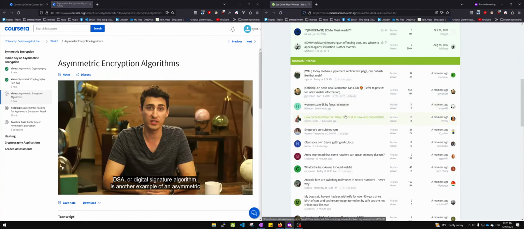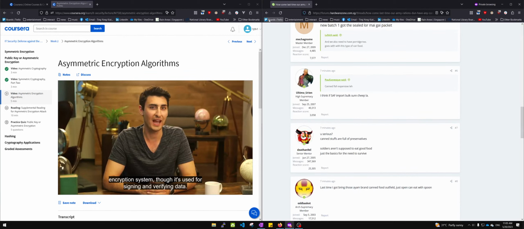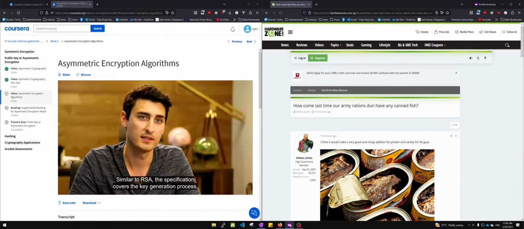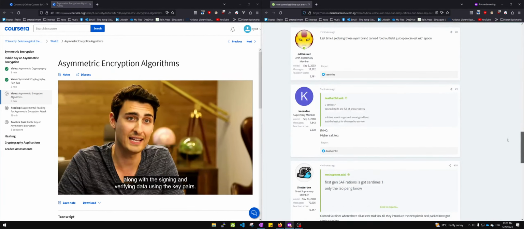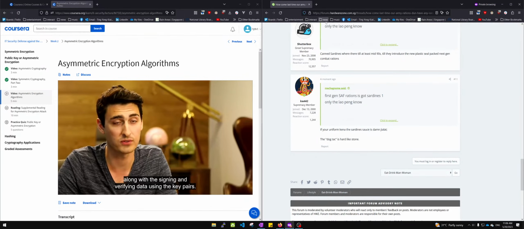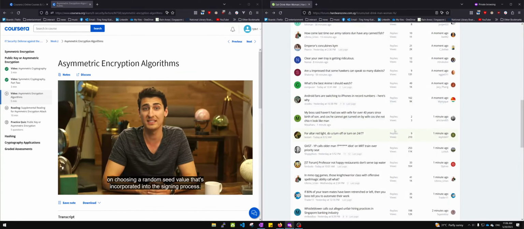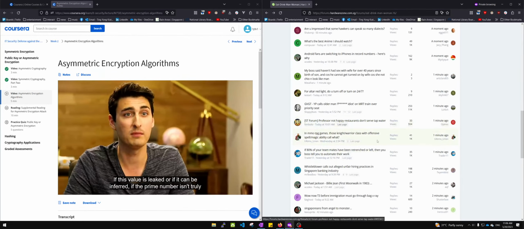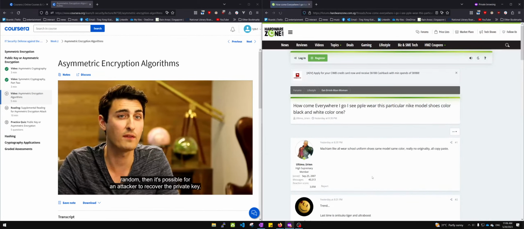DSA, or Digital Signature Algorithm, is another example of an asymmetric encryption system, though it's used for signing and verifying data. It was patented in 1991 and is part of the US government's Federal Information Processing Standard. Similar to RSA, the specification covers the key generation process, along with signing and verifying data using the key pairs. It's important to call out that the security of this system is dependent on choosing a random seed value that's incorporated into the signing process. If this value is leaked, or if it can be inferred if the prime number isn't truly random, then it's possible for an attacker to recover the private key.